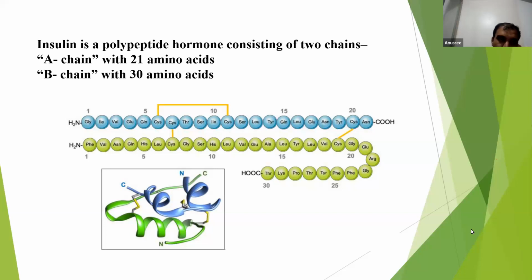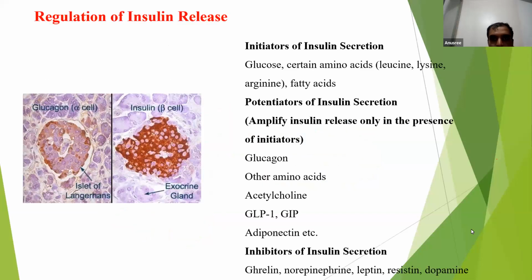And a few words on insulin. It is a polypeptide hormone, and it has two chains, A and B chain. Regarding regulation of insulin, the initiators of insulin secretion are glucose and certain amino acids, and the potentiators are glucagon, other amino acids, acetylcholine, GLP-1 and GIP. And the inhibitors of insulin secretion, we know, are ghrelin, norepinephrine, and others.